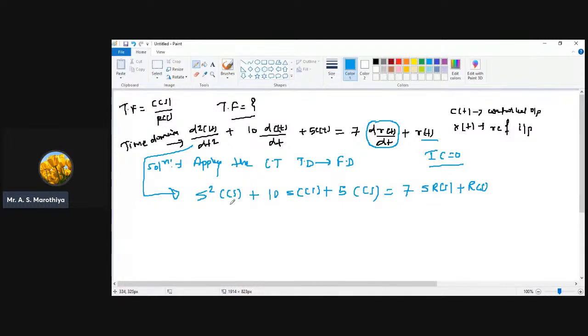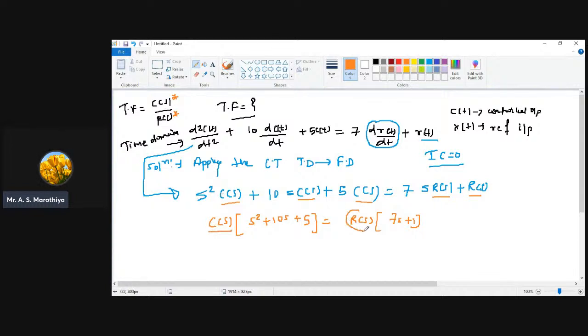Now in this equation, if you take this c of s common, so how we can write this? If you take c of s common, I can write this equation as s square plus 10s plus 5. This is going to be equal to, from this equation we are going to take r of s as common. So if you take r of s common, so it is going to be 7s plus 1. Now what is transfer function? It is nothing but the ratio of Laplace of output by Laplace of input. So here we are having output.